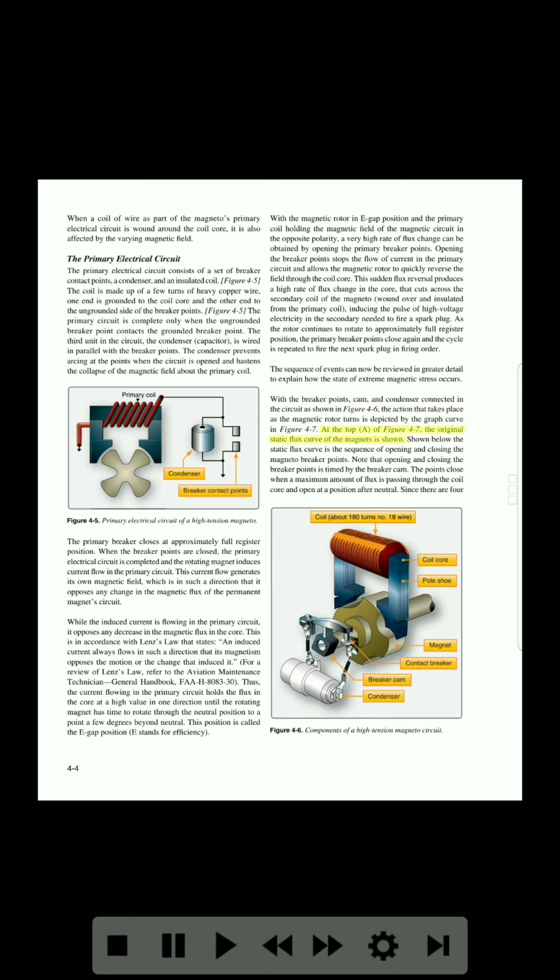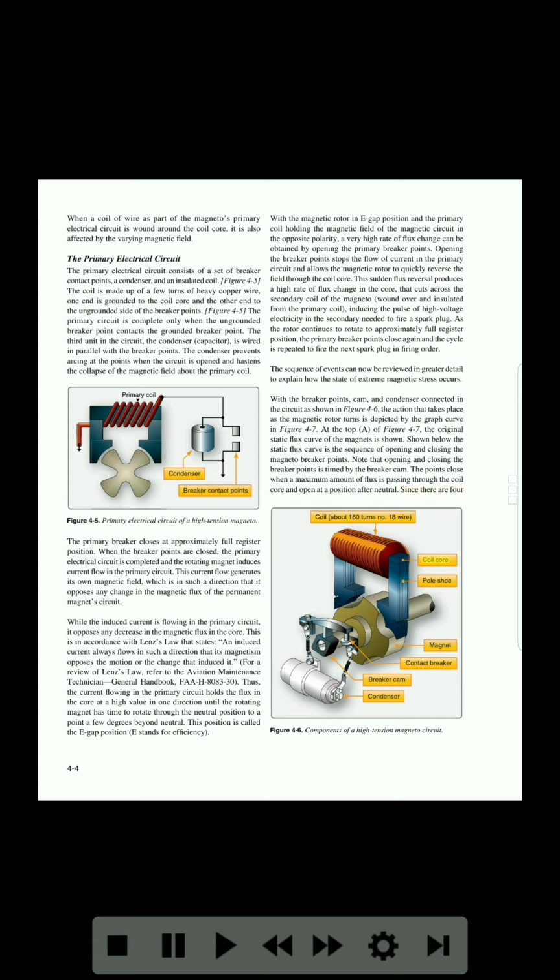At the top, A of figure 4-7, the original static flux curve of the magnets is shown. Shown below the static flux curve is the sequence of opening and closing the magneto breaker points. Note that opening and closing the breaker points is timed by the breaker cam. The points close when a maximum amount of flux is passing through the coil core, and open at a position after neutral.